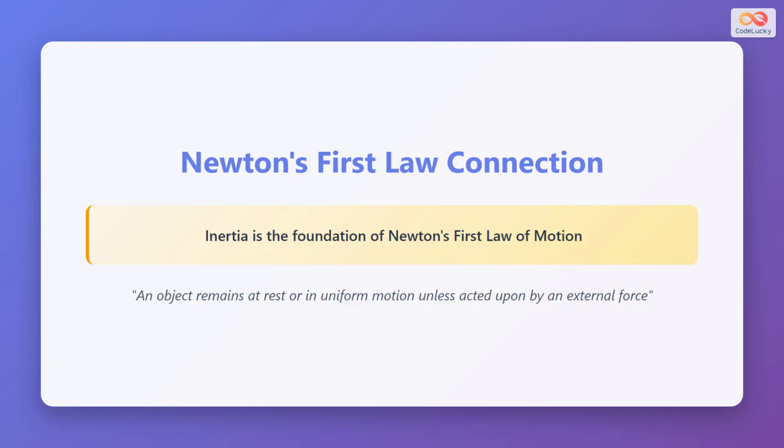Inertia is the foundation of Newton's first law of motion. This law states that an object remains at rest or in uniform motion unless acted upon by an external force. In other words, things don't change their motion on their own. They need a push or pull to change.